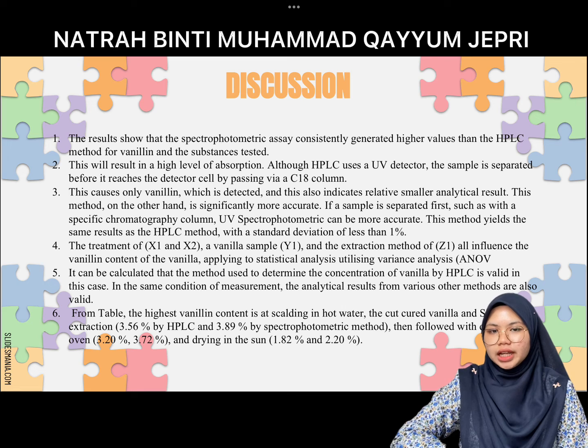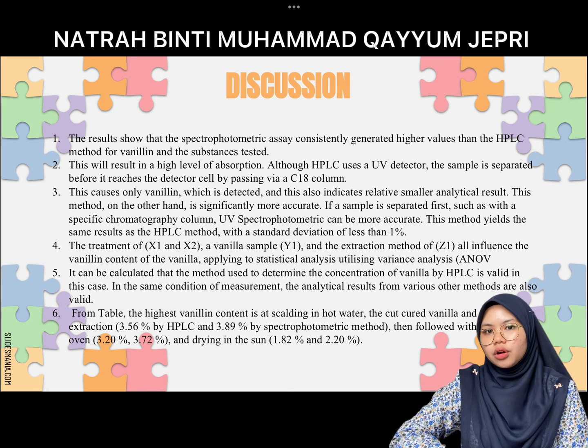The objective of vanilla curing by scalding in hot water, drying in the oven, or drying in the sun was to stop vegetative growth and to enhance the enzyme for vanilla flavor. From the table, the highest vanilla content is in scalding in hot water, cut cure vanilla and saltization extraction, 3.56% by HPLC and 3.89% by spectrometric method, then followed by drying in the oven, 3.20% and 3.72%, and drying in the sun, 1.82% and 2.20%.